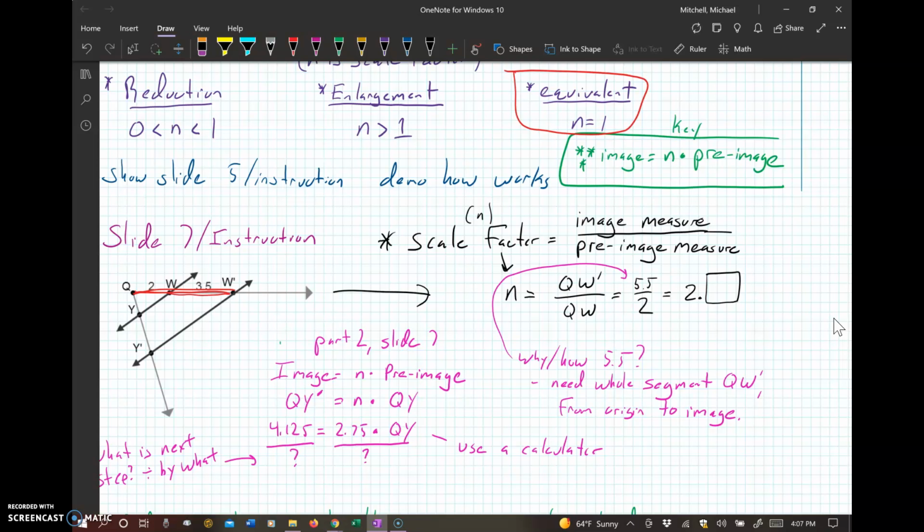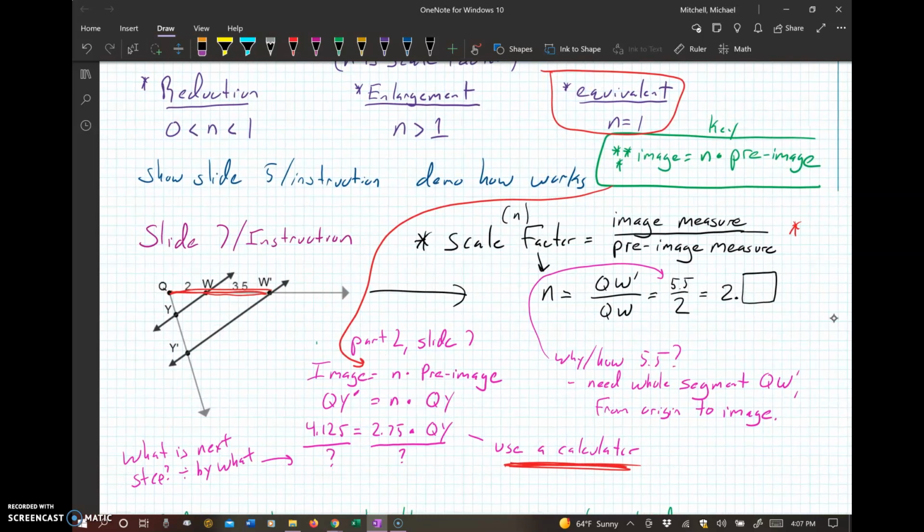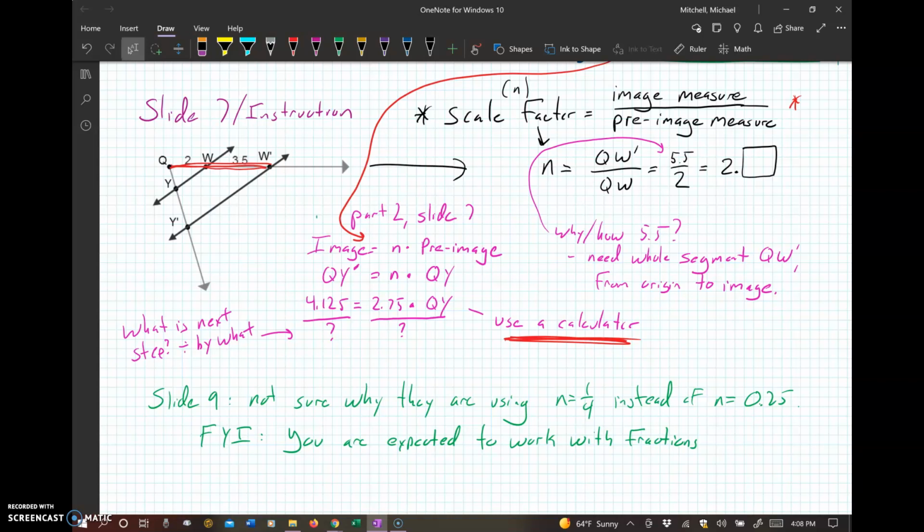Okay? Now, part 2 of slide 7. Again, I'm using this rule from up here to get this equation. Image equals N times the pre-image. And again, that comes right out of this too. I put in my letters. QY prime equals N times QY. I put in the numbers. It's pretty messy. 2.125 equals 2.75 times QY. First off, use a calculator. Don't be afraid of that. You're allowed. Second, just divide. You know what you should divide by here. 2.75. Get out your calculator, calculate it out, see what the answer is. Just because a division is tough to do doesn't mean you shouldn't choose to do it. That's what calculators are for.